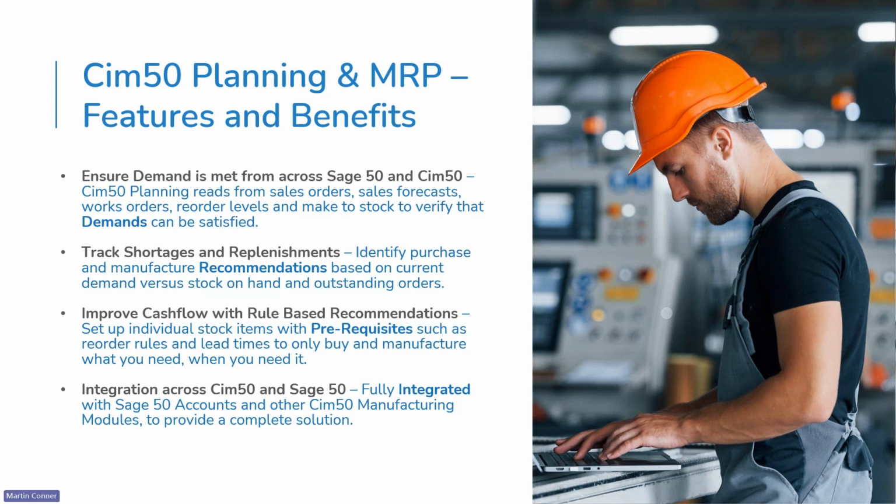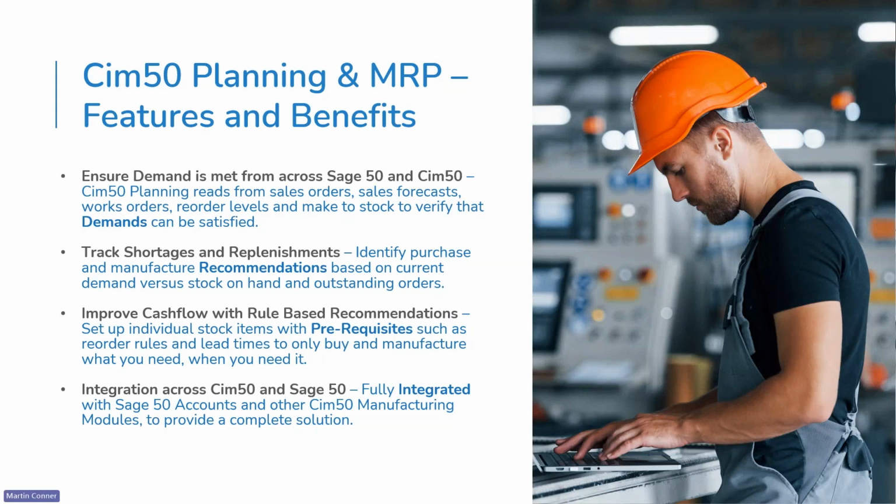The Cim50 manufacturing solution helps you to track shortages and replenishments. It takes into account stock that we've got in hand, purchase orders that are outstanding, and works orders that are outstanding, and ensures that it comes up with recommendations based on the demands and the current replenishments that are out there. Of course, if a purchase order is not coming in on time, or there's not sufficient quantity on that purchase order to fulfill that demand, then the planning module will make a recommendation to buy more.